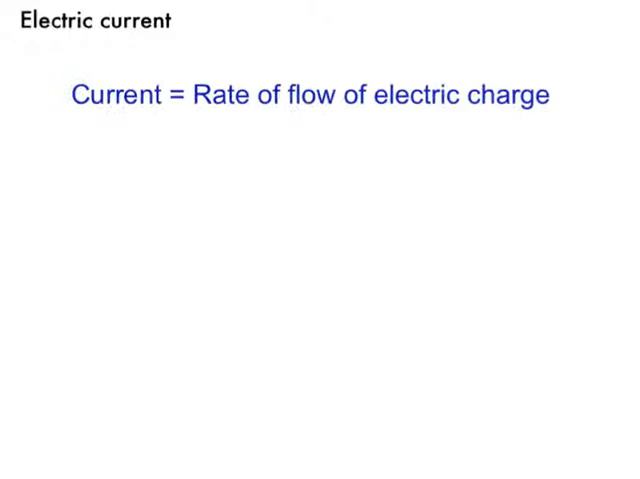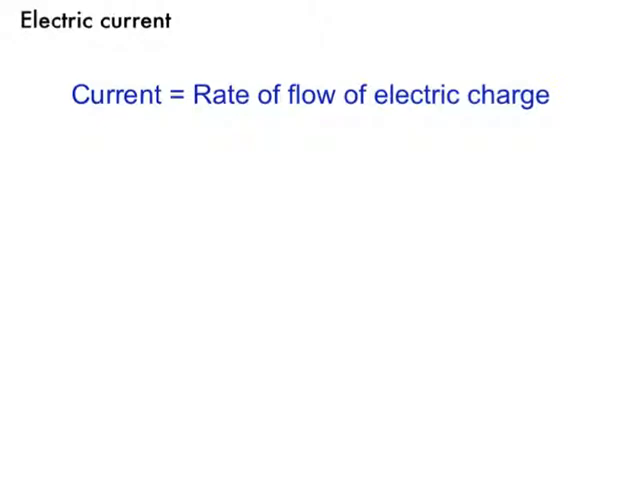So the size of the current flowing is actually the rate of flow of electric charge. Well, what does that mean? Well, it's the amount of charge which flows every second. Okay, so the more electrons that flow through a component like a bulb in a second, the bigger the current is. Can we measure the current and the charge in an electric circuit?